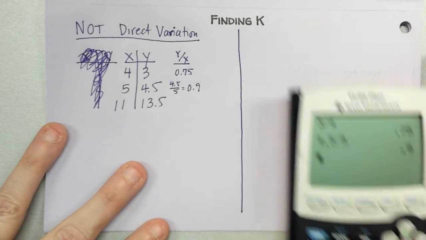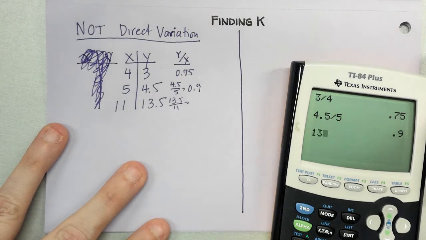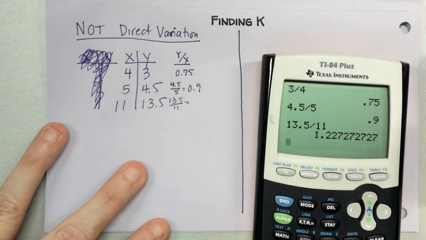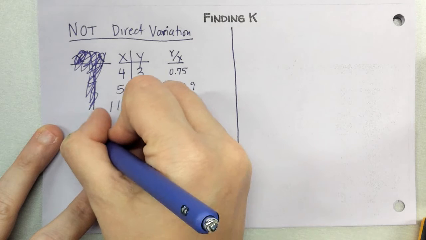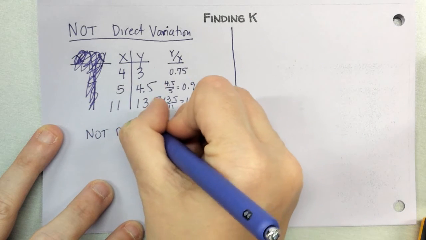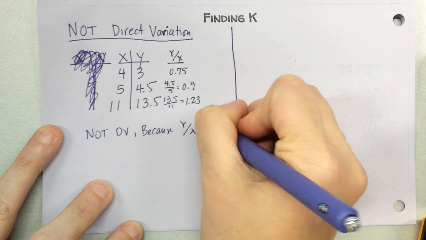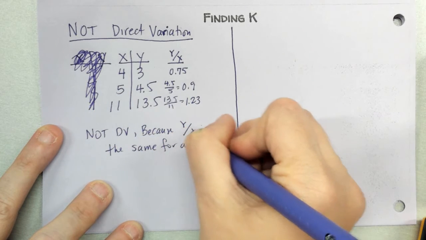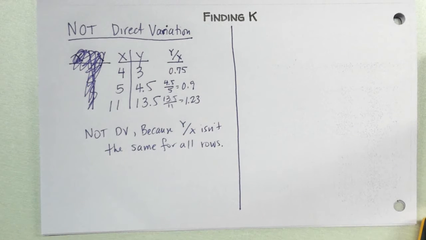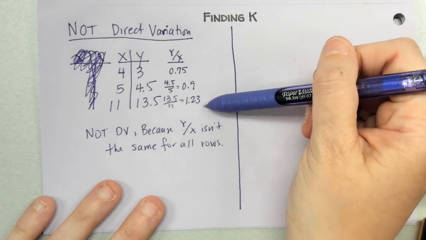No, I can already tell. And if I do the third one, 13.5 divided by 11, I get approximately 1.23. So this is not direct variation because y over x isn't the same for all rows. Yes? So basically just like a decimal? It's not because it's a decimal, it's because they're not the same. If they were all 0.75, it would be direct variation.